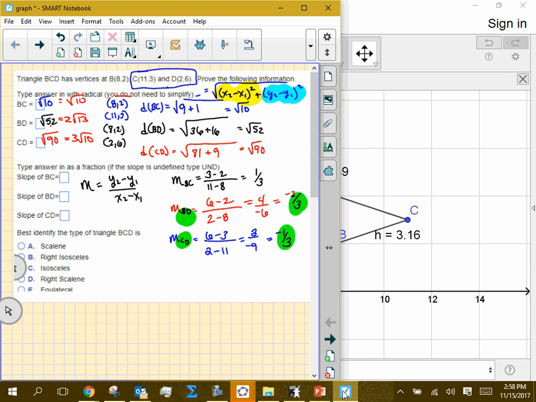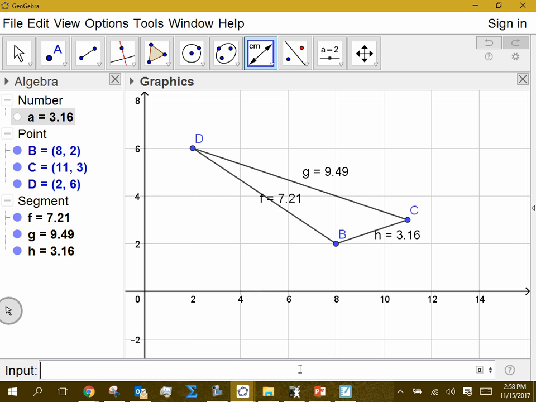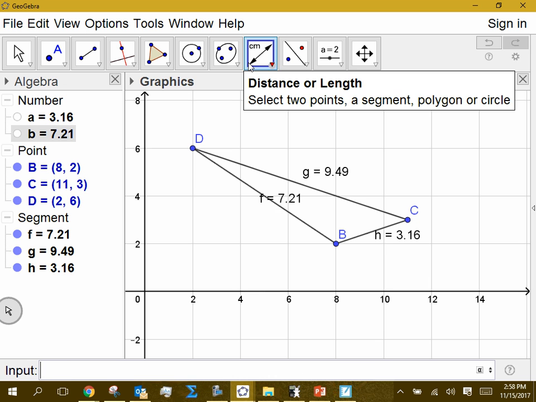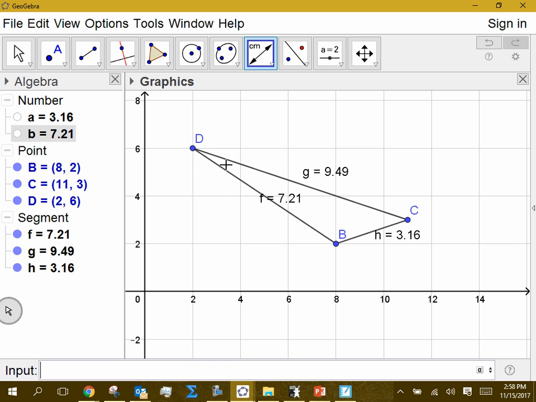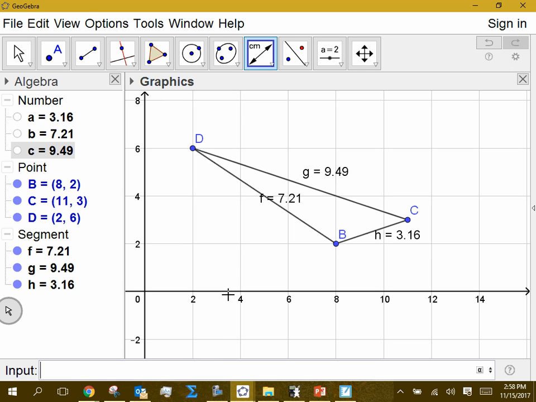BD, we said, was radical 52. I'm going to type in square root 52, and it's going to give me 7.21. I come over here, BD is 7.21. And then the last one, we had square root of 90. Type in 90, I get 9.49. So my calculations I did by hand, leaving them as radicals, are verified through GeoGebra. Does that kind of make sense?